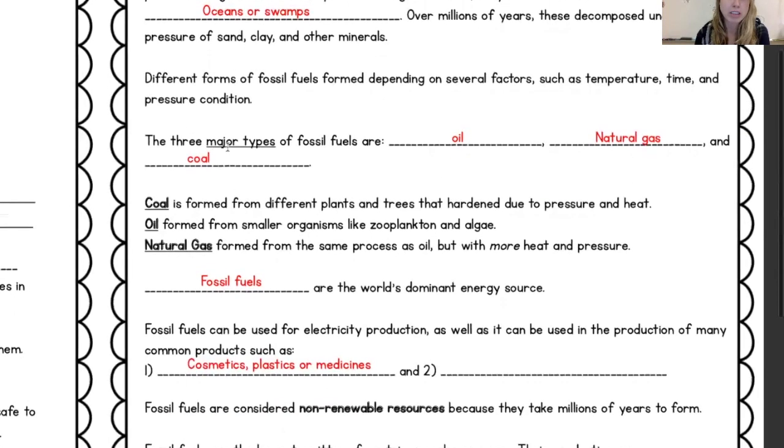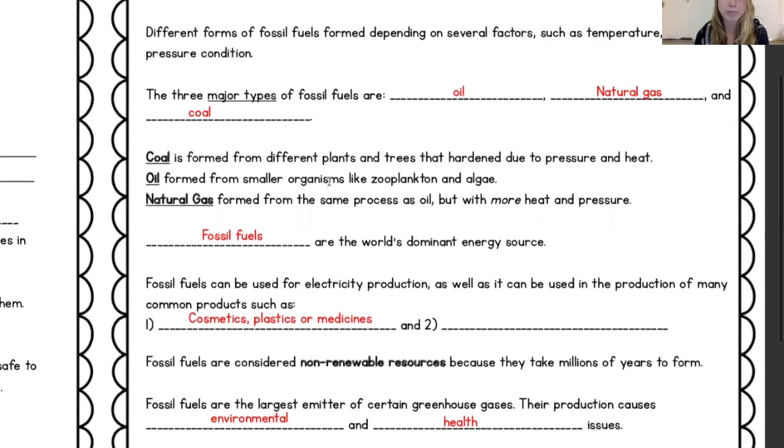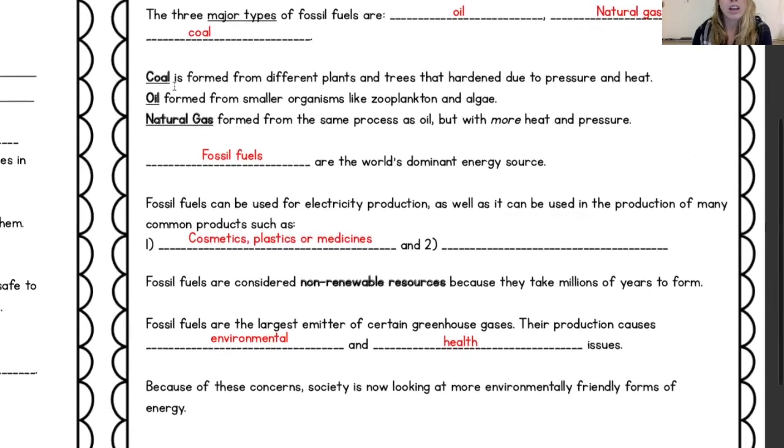The three major types of fossil fuels are oil, natural gas, and coal. Yes, I know we already wrote this down, but it's good to get it into our minds. Coal is formed from different plants and trees that hardened due to pressure and heat. So coal is plants and trees. Try to remember that. When you think of coal, it was made from dead plants and trees getting pushed underground for millions of years with lots of heat and pressure. So the plants and trees made coal.